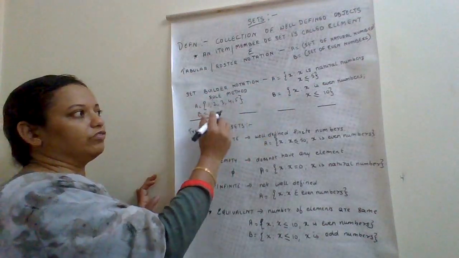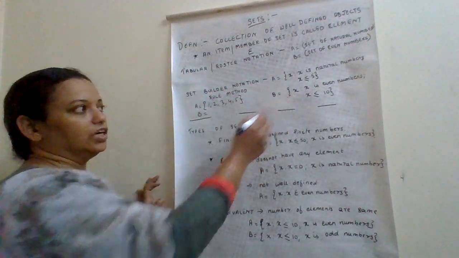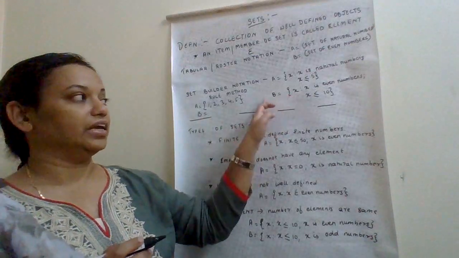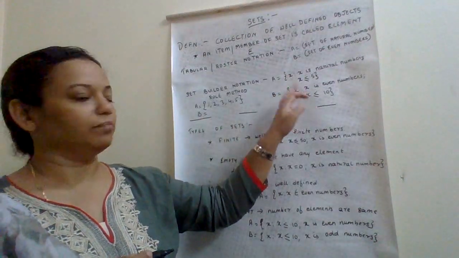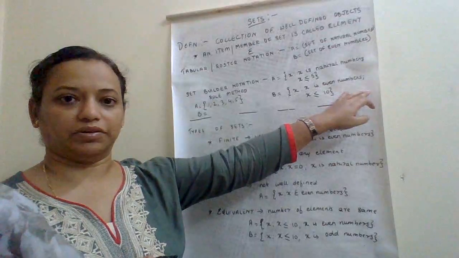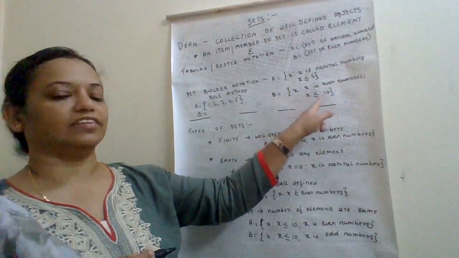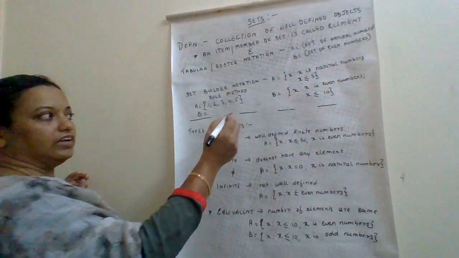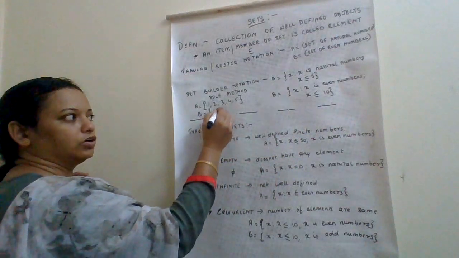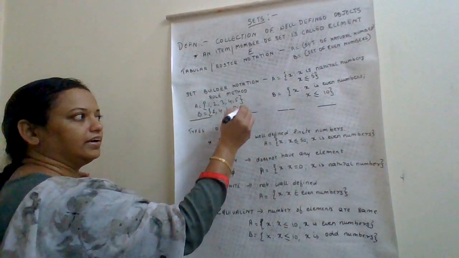Or they will give you the next one, so let's solve this question. B is the set of x, wherein x is even numbers, and x is less than or equal to 10. So what are even numbers? Even numbers start with 2, so 2, 4, 6, 8 and 10. Why 10?